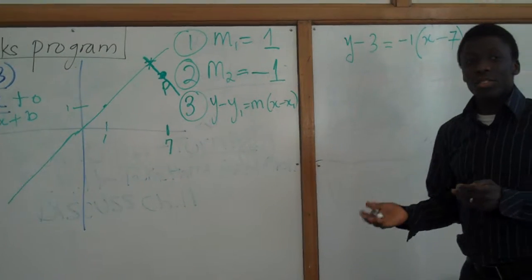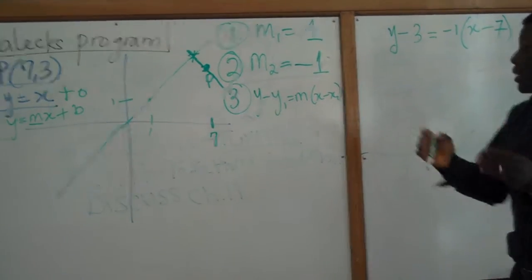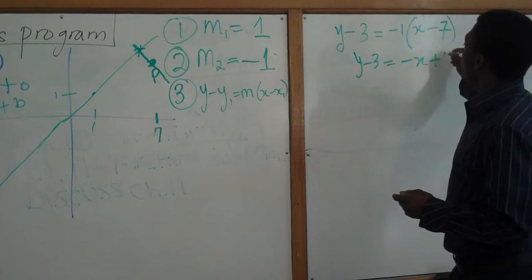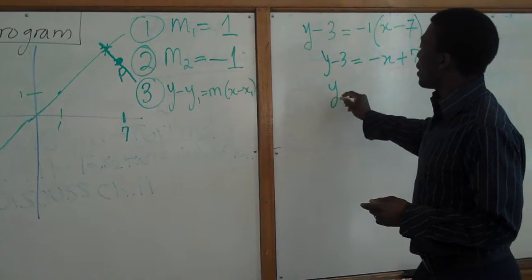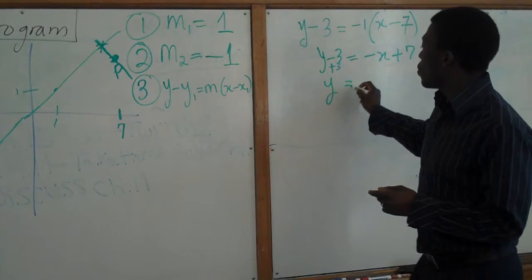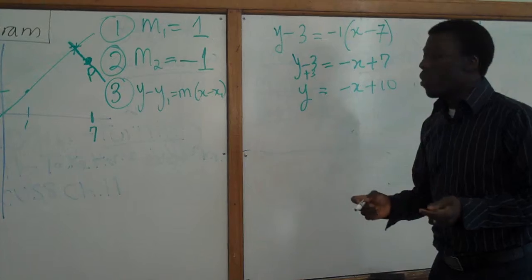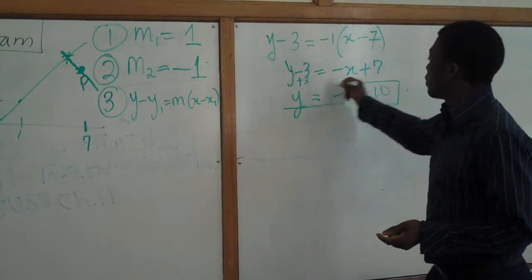We go ahead and change it to the slope intercept form. So y minus 3 is equal to minus x plus 7, and then for y, we add 3 to both sides, and y is equal to minus x plus 10. At this point, we have the second equation.